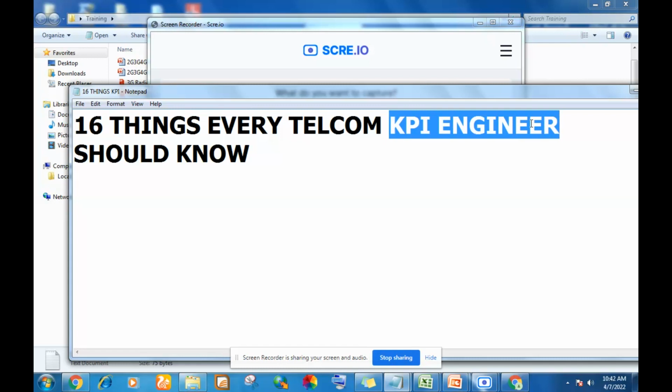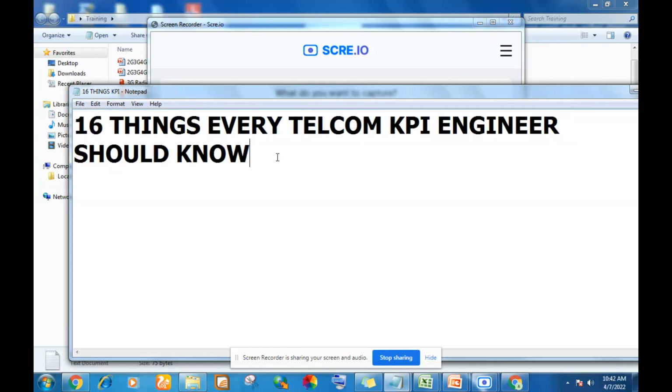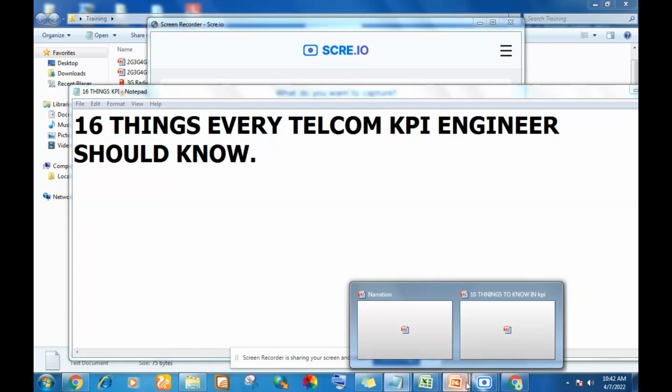But today I'm focusing more on 16 basic things you should know. Even if you want to be a KPI engineer, this is very important. These skills are very important for you to prosper very well when it comes to KPI optimization. So these 16 things which I'm going to point out today are very important, and you should always have them at your fingertips. Okay, so we start.